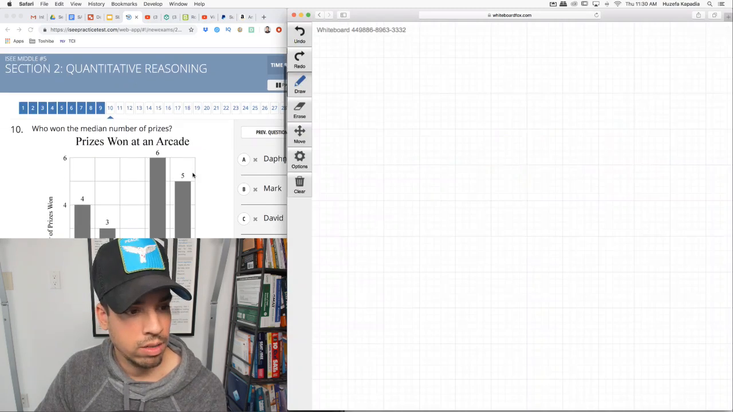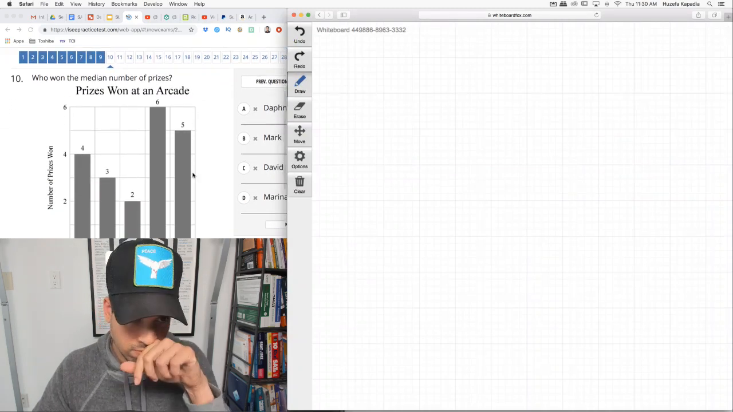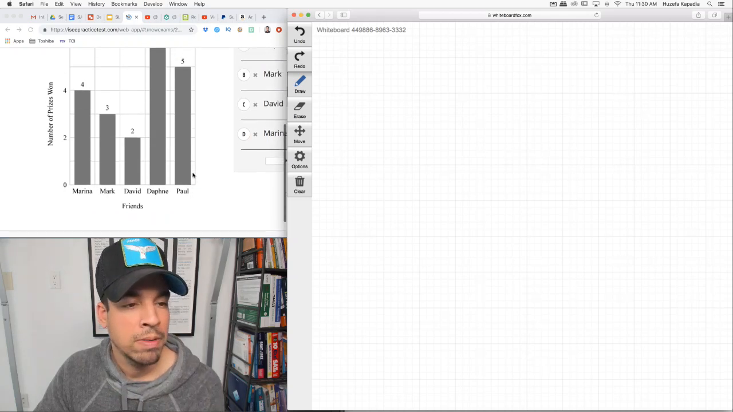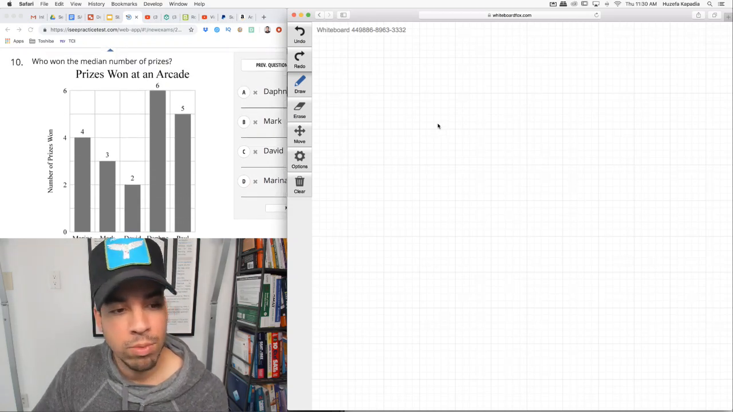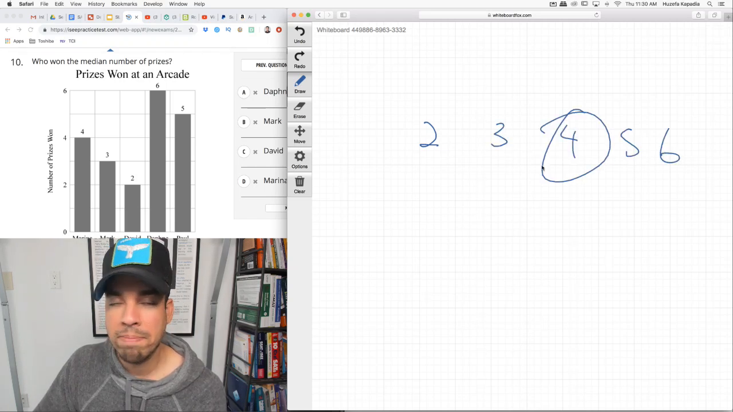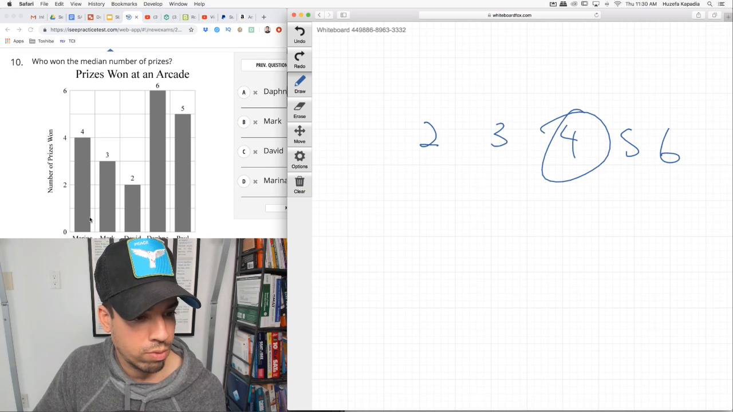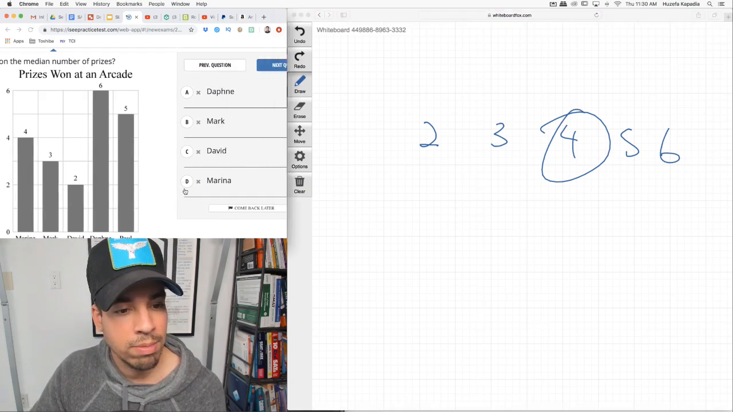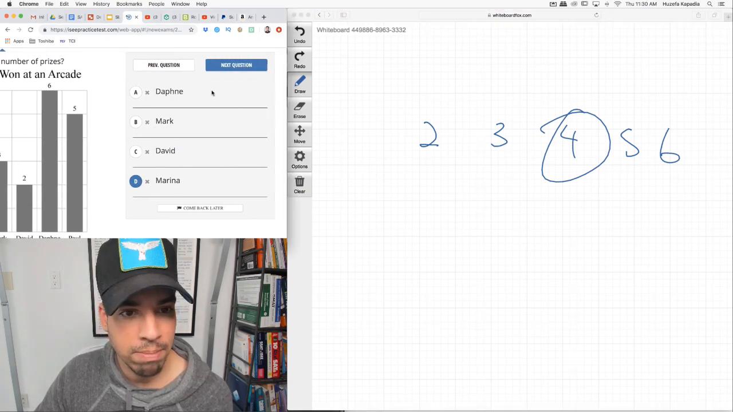All right, who won the median number of prizes awarded? So check this out. We're going to rank to find the median, from smallest to biggest. So we got somebody won 2, somebody won 3, somebody won 4, somebody won 5, somebody won 6. The median is that middle value, which is 4. Who won 4? That would be Marina. That's median. When you hear median, think middle.